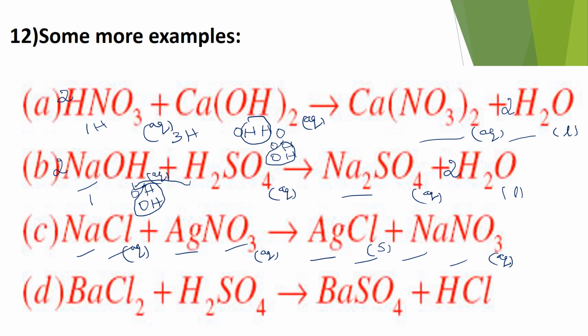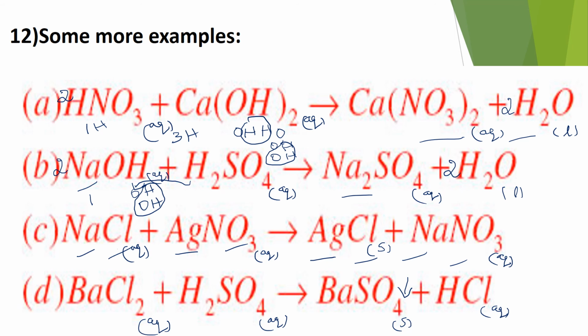Now next one is BaCl2, barium chloride, reacts with sulfuric acid to form barium sulfate and hydrochloric acid. So let us write the symbols first. Barium chloride is an aqueous solution. Let me write aq, and sulfuric acid again aqueous solution. Let me write aq. Barium sulfate is a precipitate. Either you can represent it with a downward arrow or you can write the S solid symbol for this. Now HCl is aqueous.